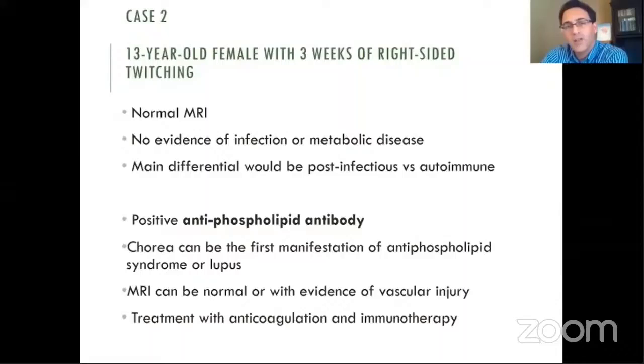Among the autoimmune disorders that can cause chorea, lupus and antiphospholipid antibody, in association with each other or occasionally separate from each other, can be seen as a cause of chorea, and chorea can rarely be a presenting sign of such disorders. MRI in cases of antiphospholipid antibody chorea sometimes could be normal, and other times could show evidence of a vascular injury. This condition often is treated with anticoagulation as well as immunotherapy, often in the form of pulse steroids. The patient had a full recovery with initiation of anticoagulation and immunotherapy.